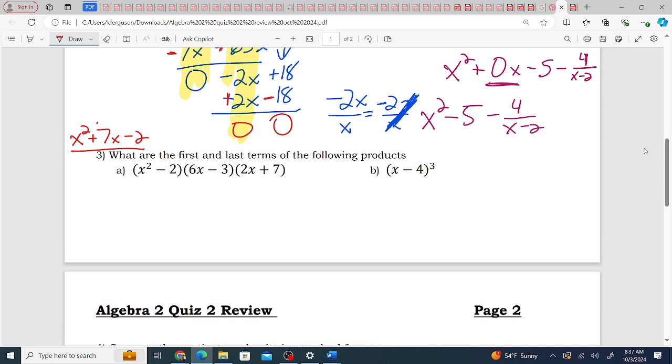What are the first and last terms of the following products? So the first term, all you do is multiply all the first terms. So the first term, first term, first term. So that's x squared times 6x times 2x. So I'll multiply the numbers and I'll multiply the letters. So I've got 6 times 2, that's 12. I got x squared times x times x. How many x's is that total? That's 4. If you need to write a 1 when there's no exponent, 2, 3, 4. So that's 12x to the fourth.